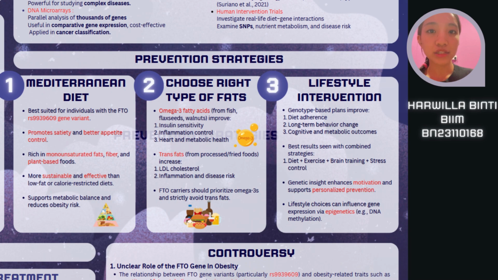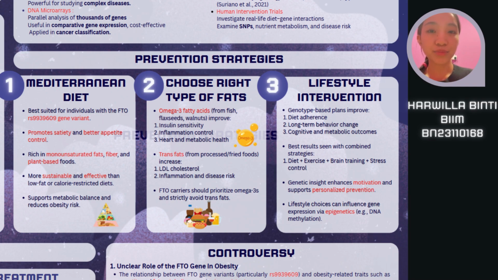The second one is to choose the right types of fats. Omega-3 fatty acids can come from fish, flaxseed, and walnuts. They improve insulin sensitivity, inflammation control, and heart and metabolic health. Trans fat from processed or fried foods increases LDL cholesterol, inflammation, and disease risk. So, FTO carriers should prioritize omega-3 and strictly avoid trans fats.